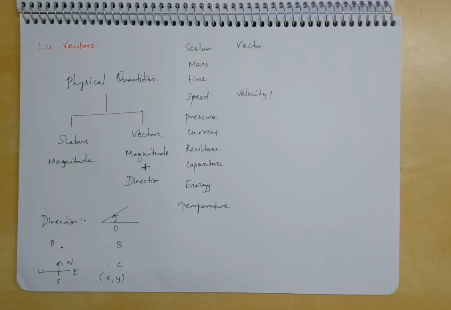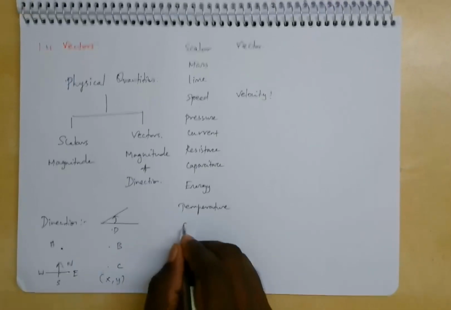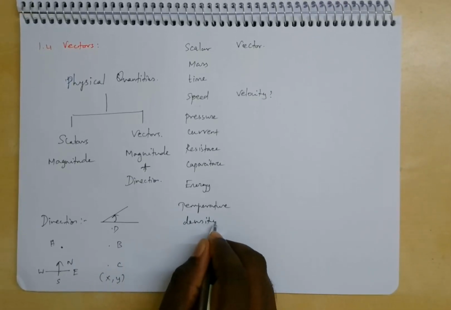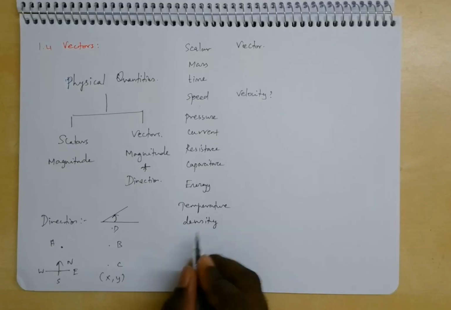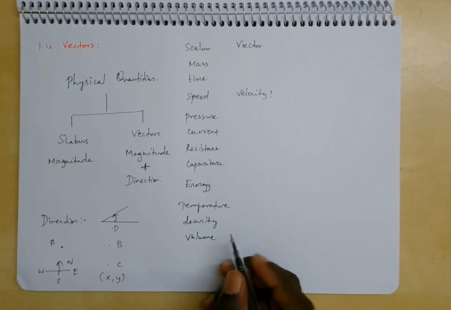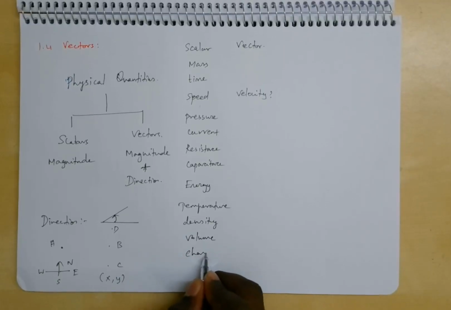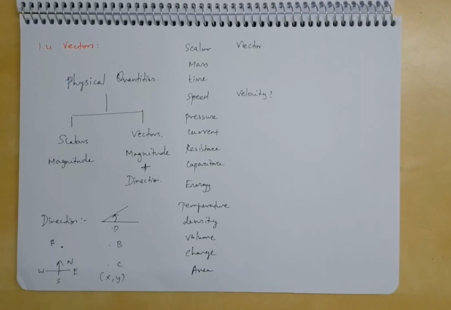density is a scalar quantity. Volume is a scalar quantity. Charge is a scalar quantity. Area is a scalar quantity. But there is something called the areal vector.